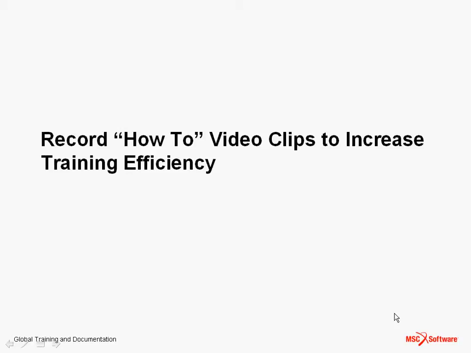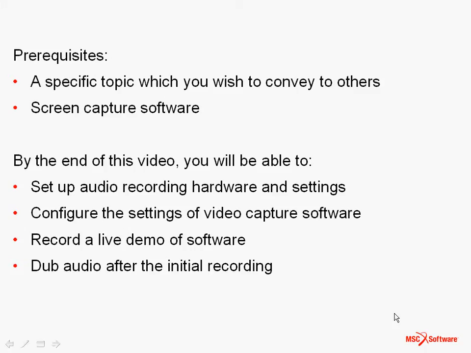This video will show you how to record how-to video clips using screen capture software in order to increase training efficiency. As prerequisites, you should have a specific topic which you wish to convey to others through your training video. You should also have screen capture software installed on your computer, such as Snagit or Camtasia.